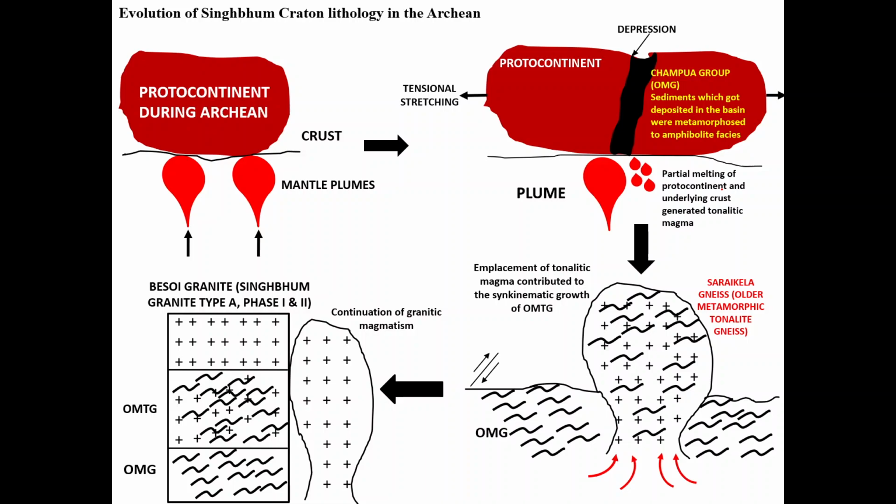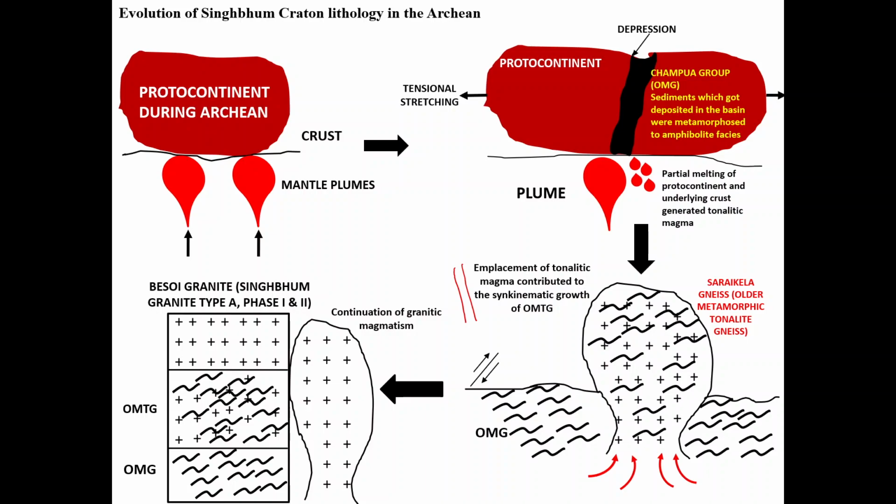And this tonalitic magma intruded the OMG, which was later known as Saraikela granite, and which is also called older metamorphic tonalite gneisses. So we now know that the OMTG has been derived from the partial melting of the Champua group or OMG itself. So it is the emplacement of tonalitic magma which contributed to the kinematic growth of the OMTG.